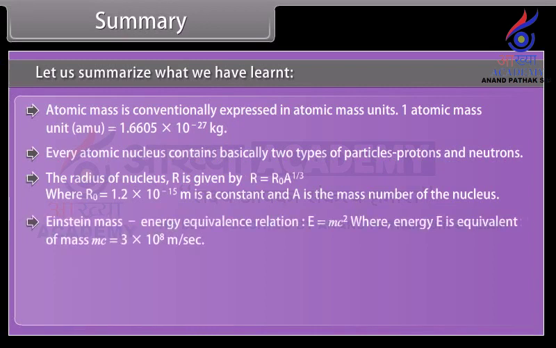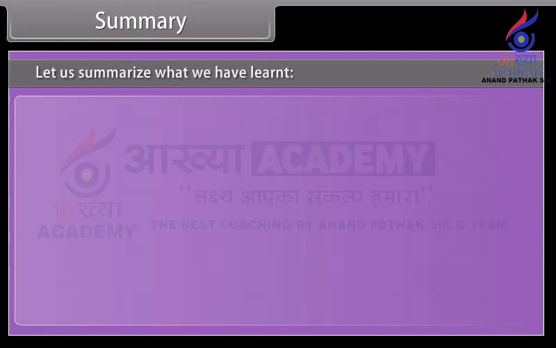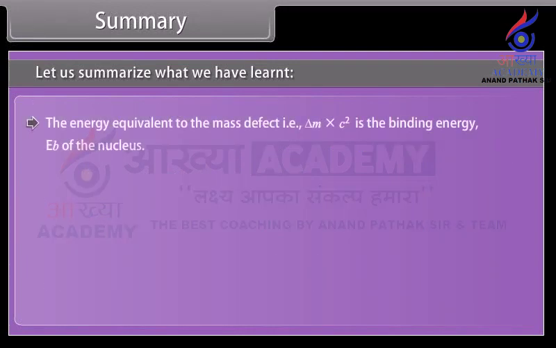Einstein mass-energy equivalence relation, E = mc², where energy E is equivalent of mass m. c is the velocity of light in vacuum, that is 3 × 10^8 meter per second. The mass of a stable nucleus is less than the total mass of its nucleons. This difference Δm in mass is called mass defect. The energy equivalent to the mass defect, that is Δm c², is the binding energy, Eb, of the nucleus.